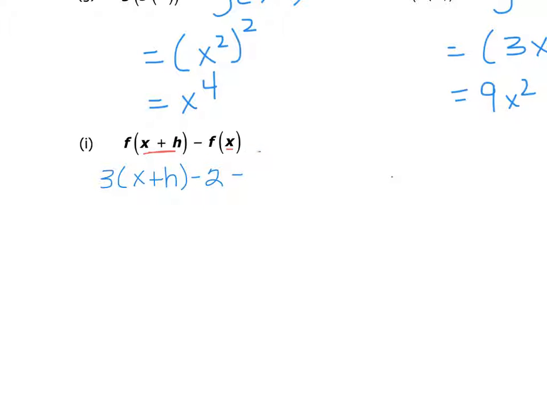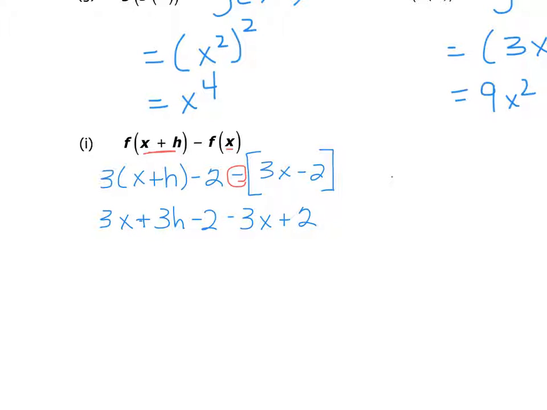minus, now since you're subtracting the whole function, let's put it in brackets, and this is simply 3x minus 2. But it's important that it's in brackets because you're going to need to distribute this subtraction. So let's go ahead and simplify. We've got 3x plus 3h minus 2, distribute the negative, minus 3x, and then plus 2. And the interesting thing here is the minus 2 and the plus 2 will cancel to 0, and the 3x and the minus 3x will cancel to 0, and all you have left is 3h.